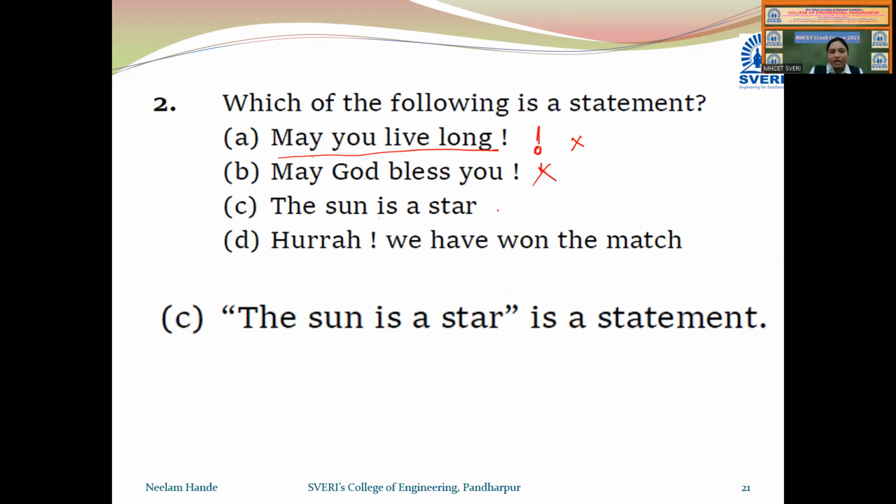The sun is a star. Is this a statement? No, because there is an exclamatory sign, it is not. Yes, the sun is a star, it is a statement. Whether true or false, we don't know, but it is a statement. Yes, this is a statement.